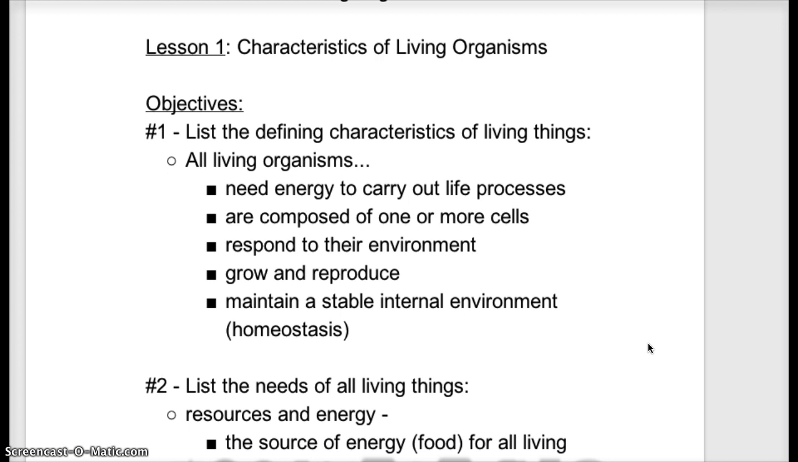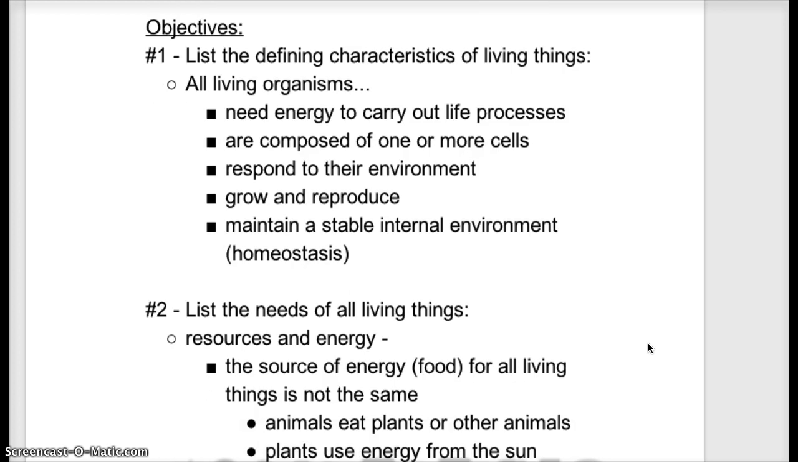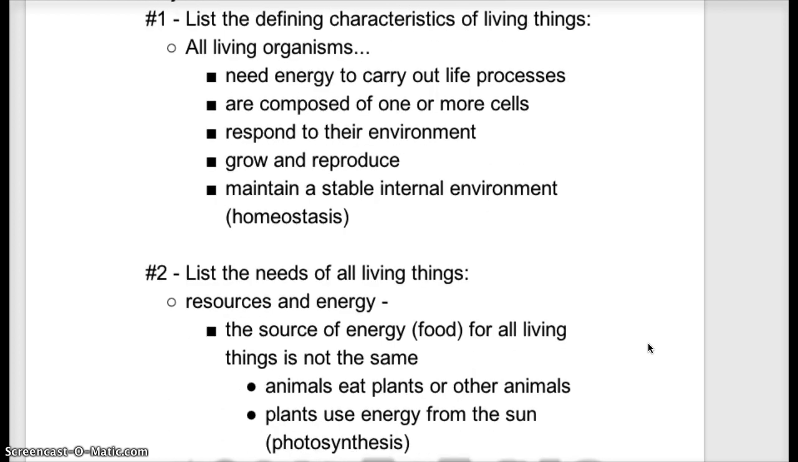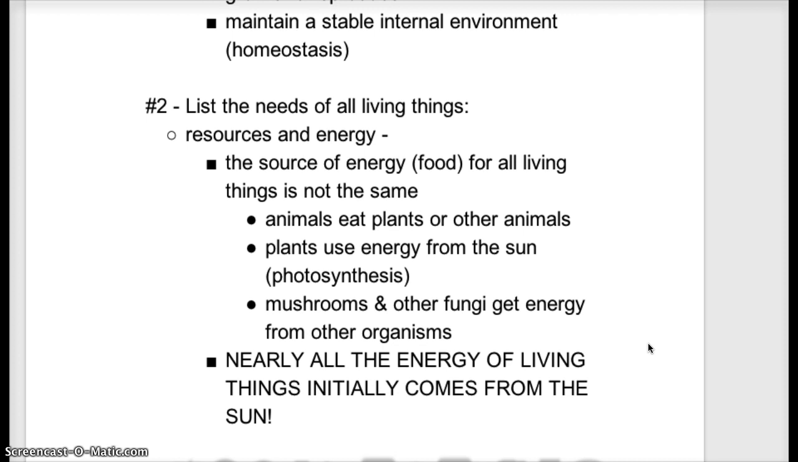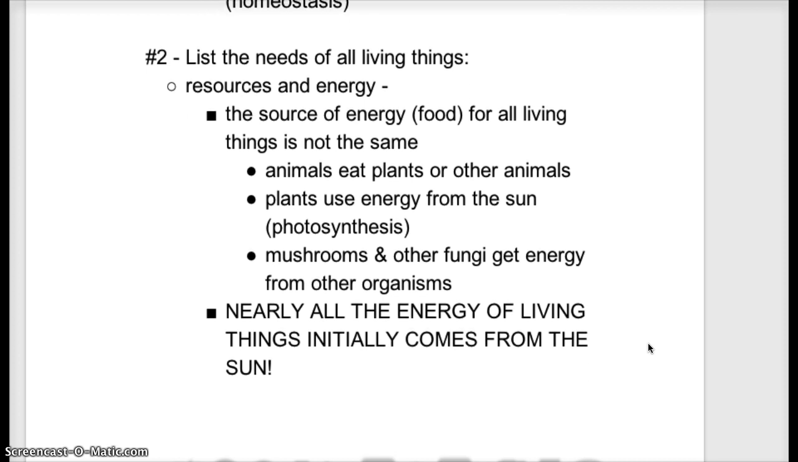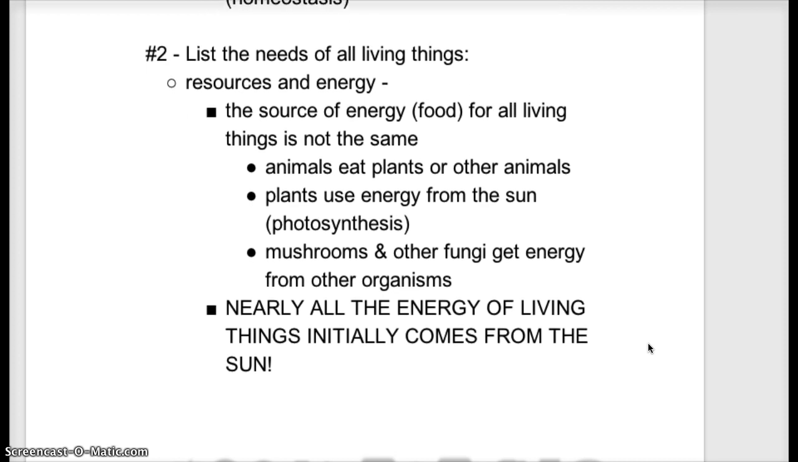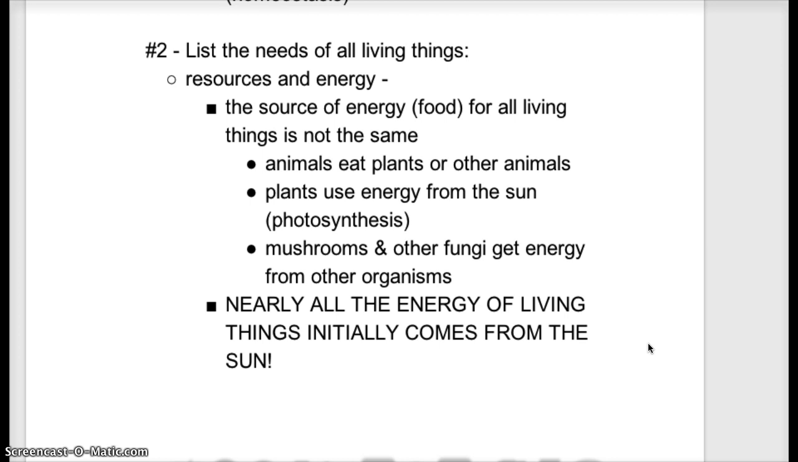Now, another objective as you read chapter 2, lesson 1, would be that all living things need certain things. For example, all living things need resources and energy. We talked about the fact that they need energy. Well, that source of energy or food is not the same, as we mentioned earlier. Animals eat plants or other animals. Plants use energy directly from the sun, and we'll study the process of photosynthesis this year. That's the process that plants use.